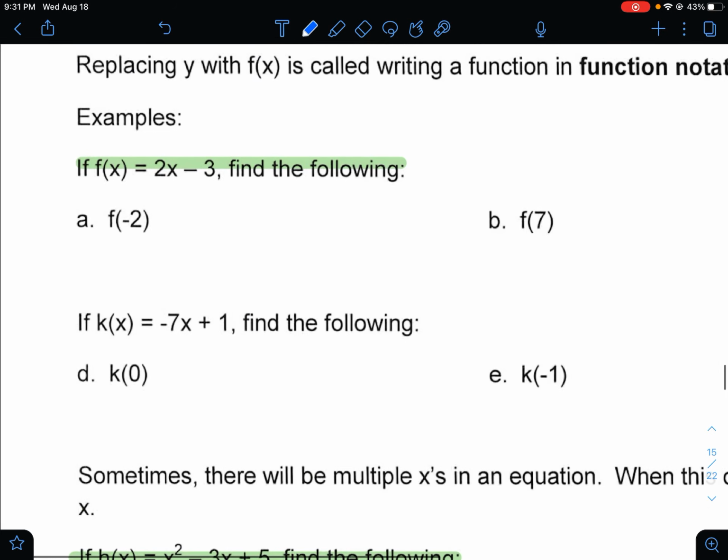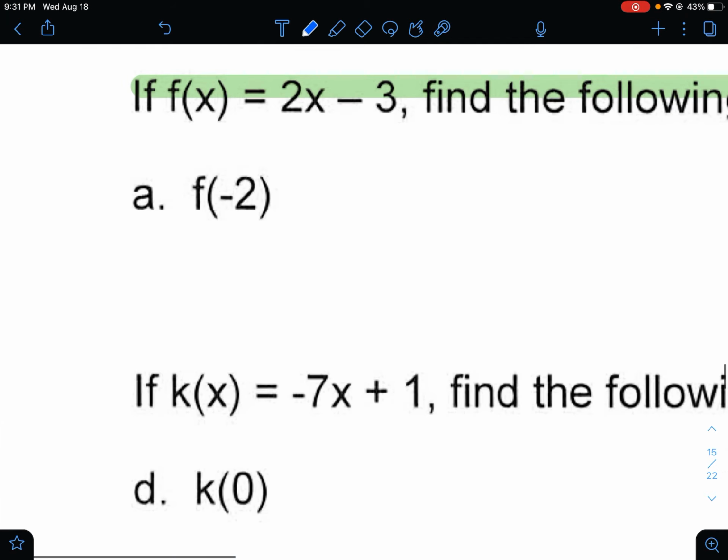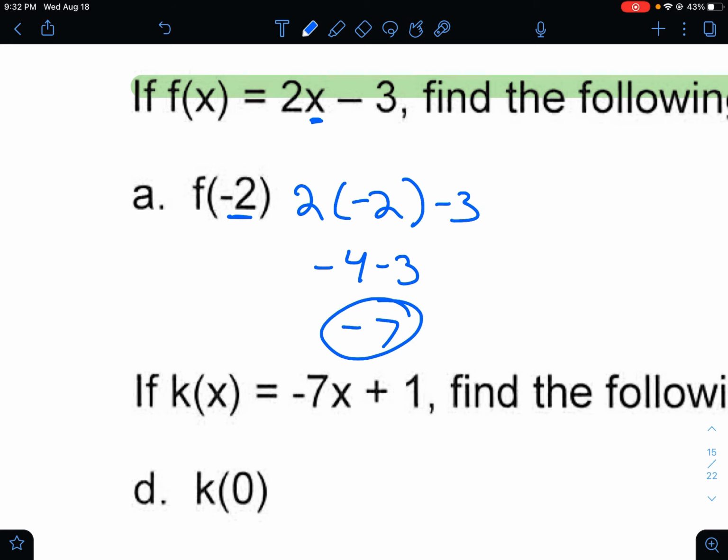All right, so let's go ahead and do this one. It says if f of x equals 2x minus 3, find the following. They want us to find f of negative 2. So what that means is we are going to take negative 2 and plug it in for x. So we're going to do 2 times negative 2 minus 3. When I do this, I get negative 4 minus 3, which should give me negative 7.